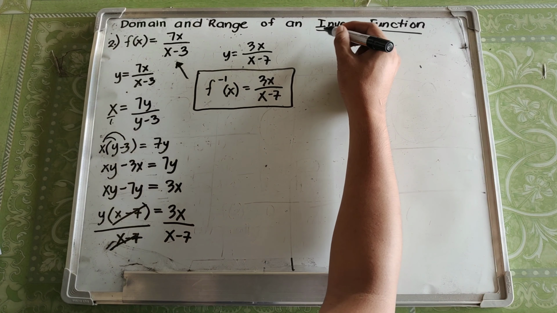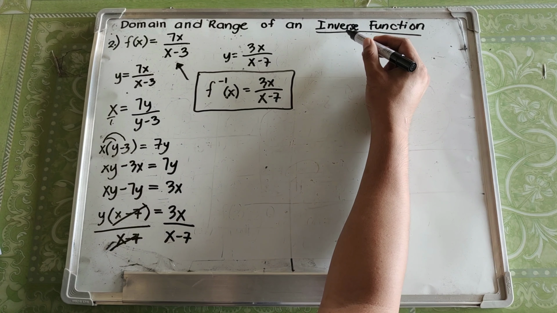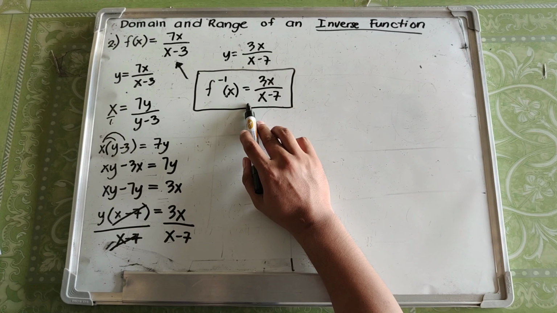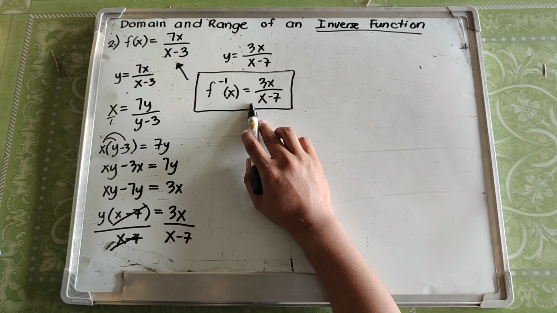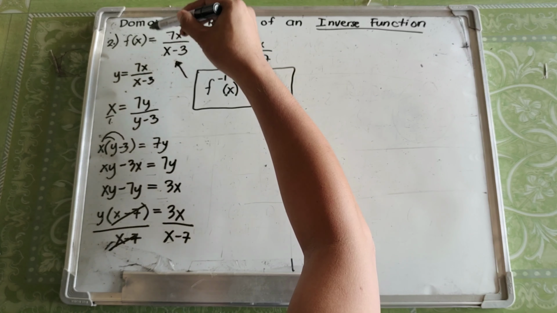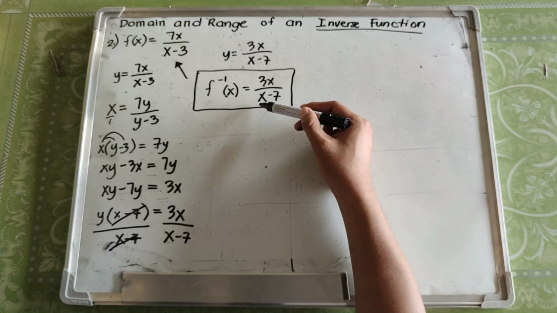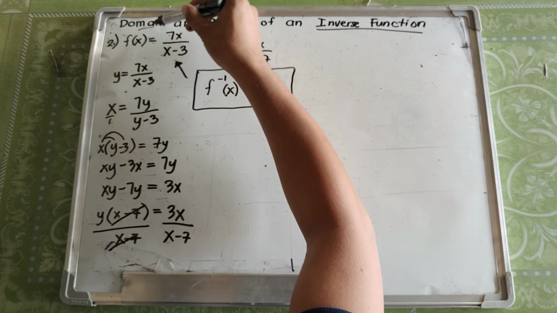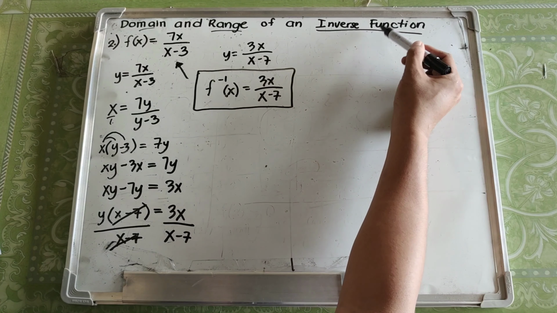Then, we're not yet done. We have just found the inverse function. This time, we are going to find the domain and range of an inverse function. Ano yung first step natin? From the rational equation, kinuha natin yung inverse function. After getting the inverse function, we have to find the domain and range of an inverse function.